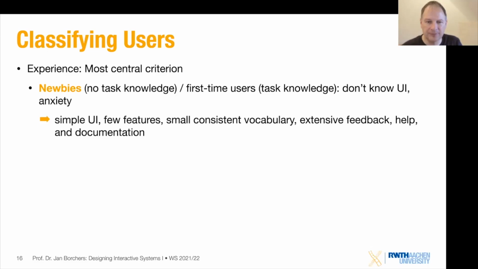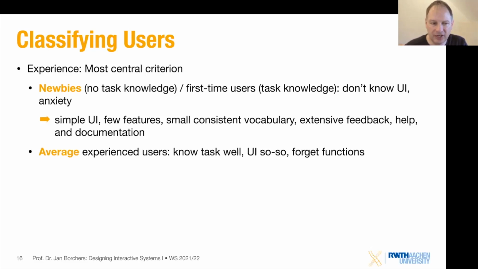So we need a simple UI. We need one that doesn't overload the features, that doesn't go too Baroque on them. It uses a small and consistent vocabulary with extensive feedback and lots of help available, and documentation and tutorials and so on, videos showing you how to do it to get people through the task, right? So that would be how you would design a flight booking system for people who are casual users, right? Who are newbies and who don't have a lot of knowledge.